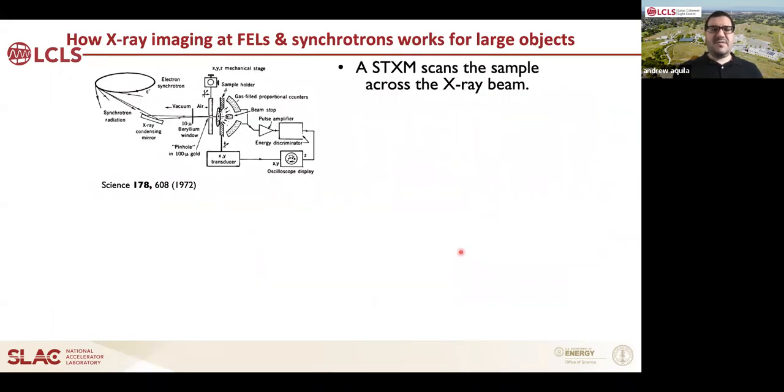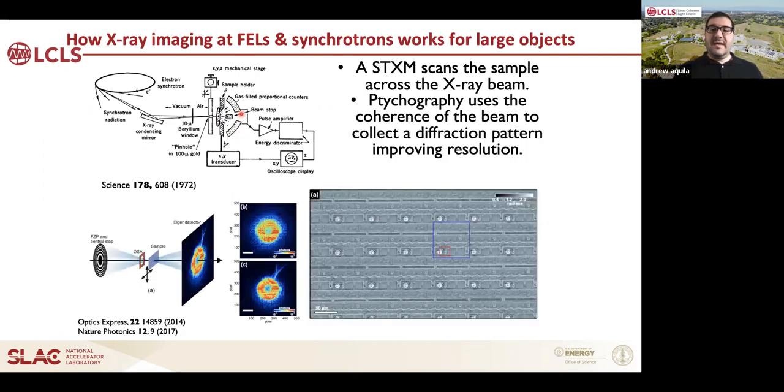What's done at synchrotrons and not really done here at FELs is scanning transmission X-ray microscopy, where they actually make a very small point, and they raster scan that across a sample, and they actually move the sample around. And they have some intensity monitors either in transmission mode or scattering mode, and they record the position and the intensity of those. And this is how they did it for a very long time, until we actually got really cheap and large detectors, CCDs that could run really fast.